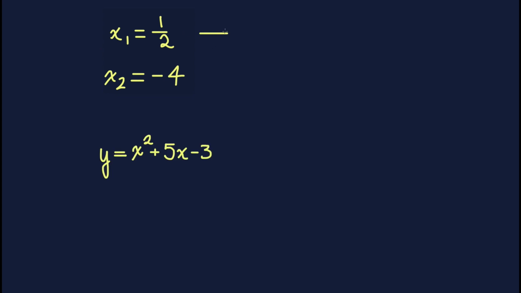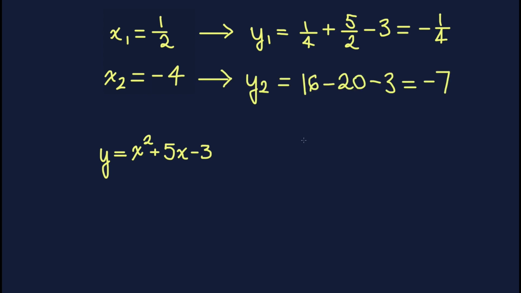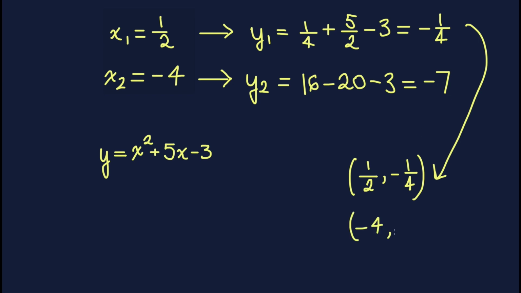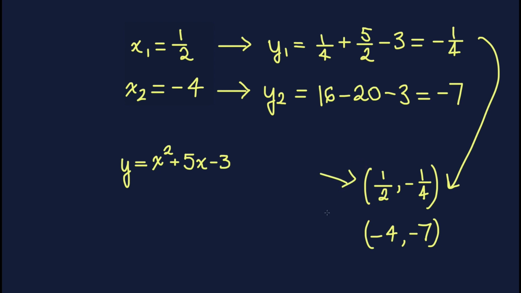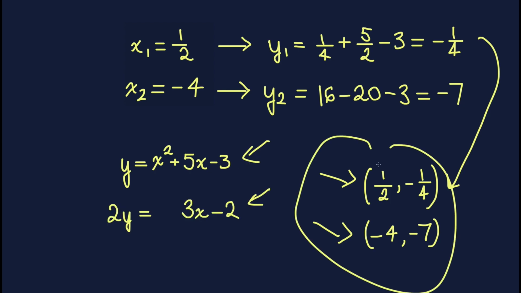For x equals 1/2, we have, which is equal to, and if x equals -4, we have, this gives us 2 points. In the first case, x equals 1/2 and y equals -1/4. And in the second case, we have -4 as value for x and -7 as value for y. And these 2 points are the points where this equation and the other one we had at the beginning intersect.